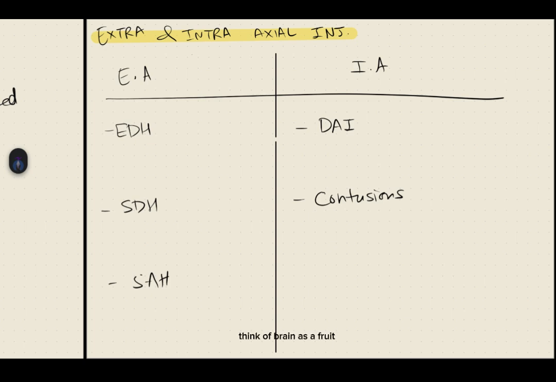Think of the brain as a fruit. Extra-axial injury is basically injury in the peel. Intra-axial injury is injury in the fruit or the pulp. So extra-axial injury is within the skull but outside the brain tissue, and intra-axial is in the brain tissue. Extra-axial injuries are epidural hemorrhage, subdural hemorrhage, or subarachnoid hemorrhage, and intra-axial are diffuse axonal injury or contusions.